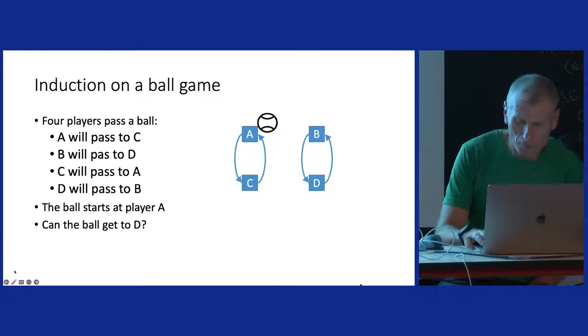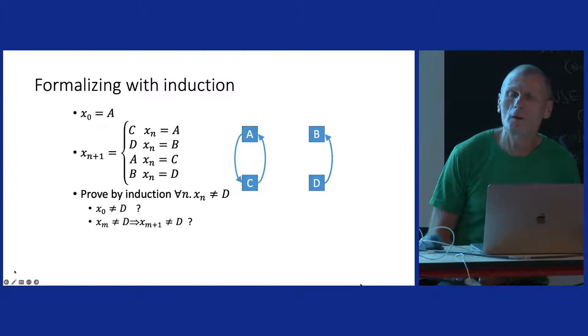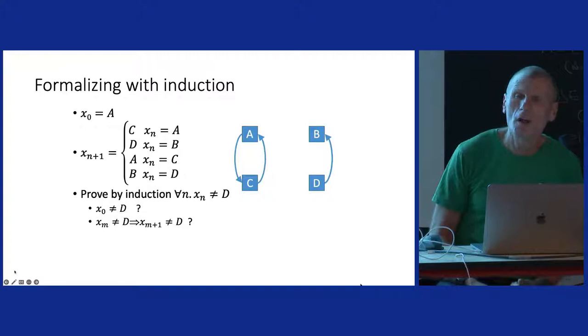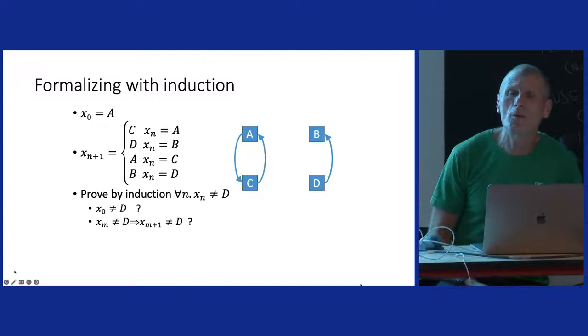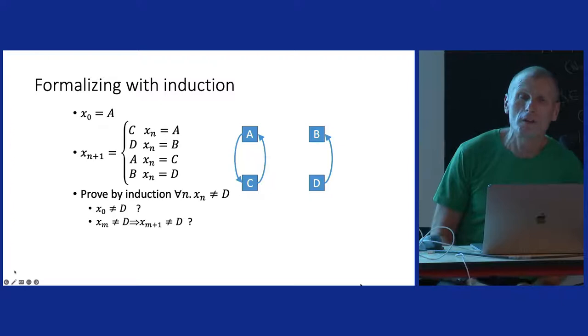So let's go back. Let's figure out mathematically the property that we want to say: it's not in D. And we formulate it by induction. We want to prove the property: if Xn is not D, will it be the case that in the next step it will still not be in D? This is something that we ask the prover. So is this property true? Is it the case that every time the ball is not in D, it's still not in D?